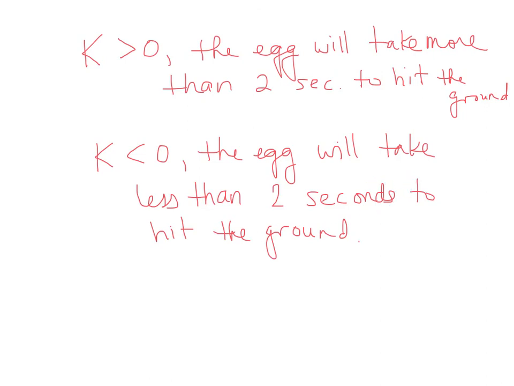Once again, we have negative 16t squared plus 64. If this value increased, it would take longer than 2 seconds to hit the ground. If this value decreased, by whatever we decrease it by, it'll take less than 2 seconds to hit the ground.